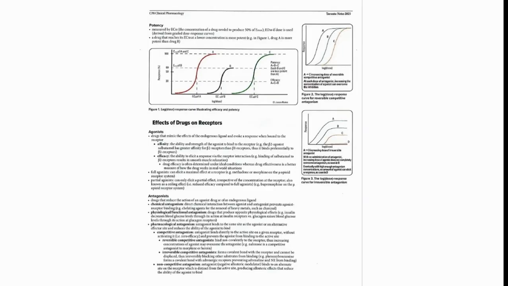Let's begin with potency. Potency refers to how much drug is required to produce a specific effect. It is measured by the EC50, which is the concentration of a drug required to produce 50% of its maximum effect, or Emax. If the dose rather than concentration is used, this value is called the ED50. A drug that reaches its EC50 at a lower concentration is considered more potent.